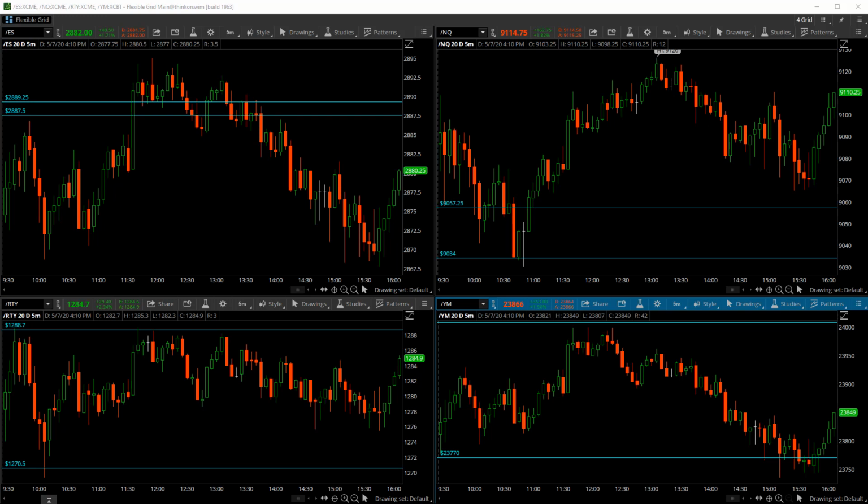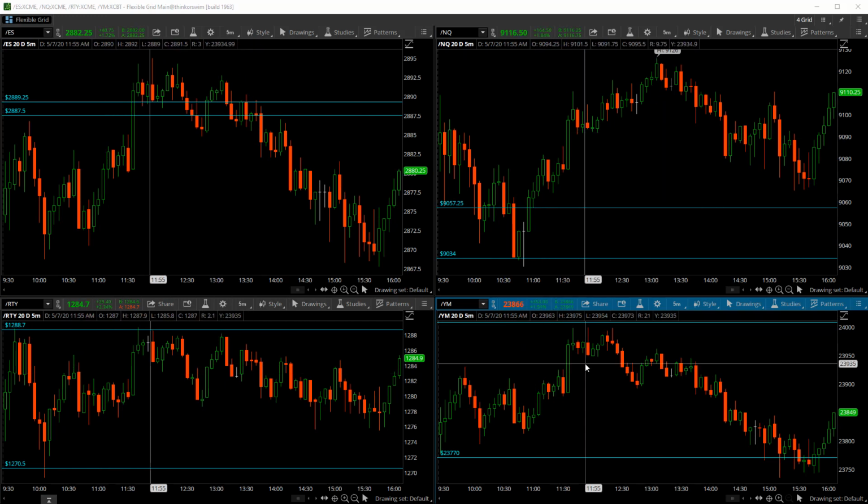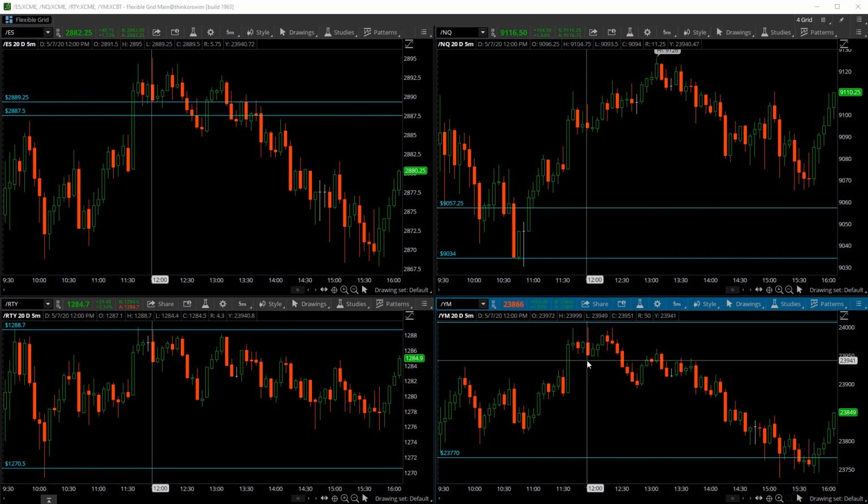Now, couple quick ground rules with this strategy. Really, the only thing you need is four 5-minute charts. You can see right now what I have up on my screen. I have the S&Ps in the top left, the NASDAQ in the top right, the Russell in the bottom left, and the Dow in the bottom right. Now, these levels that you see on my screen, those are levels that I come up with every morning as potential support and resistance levels for the markets on a daily basis.